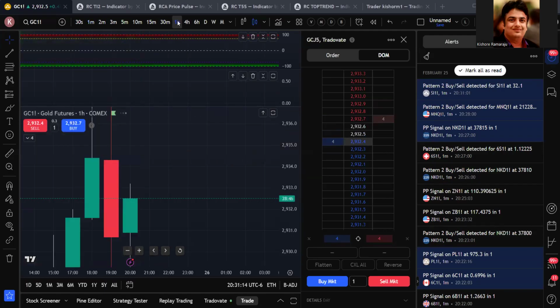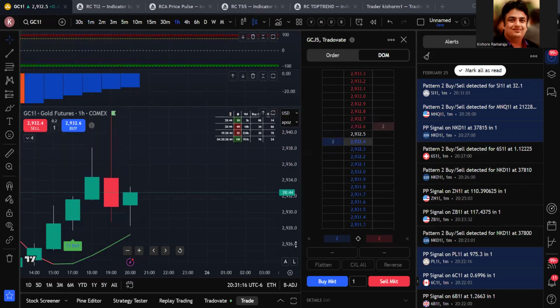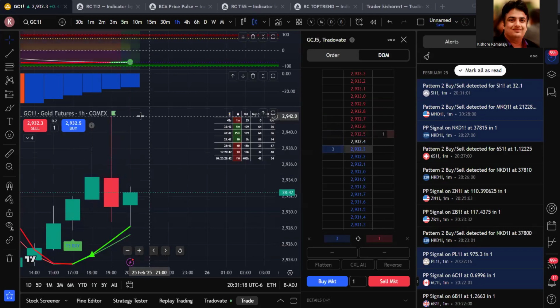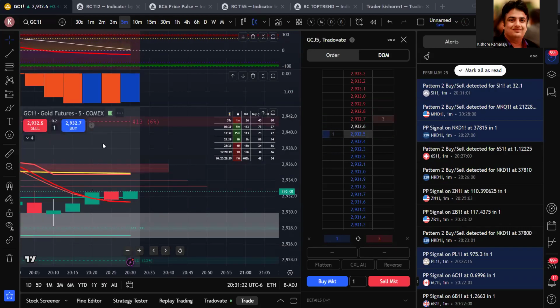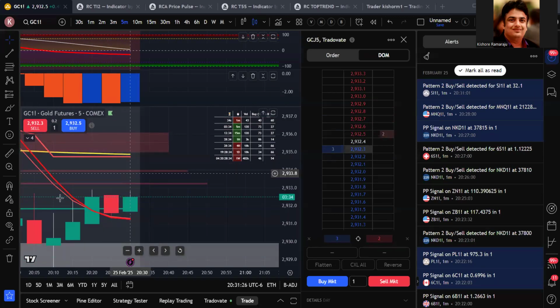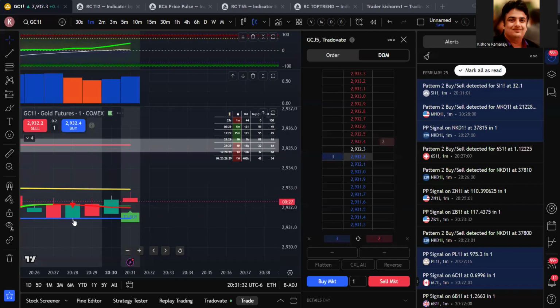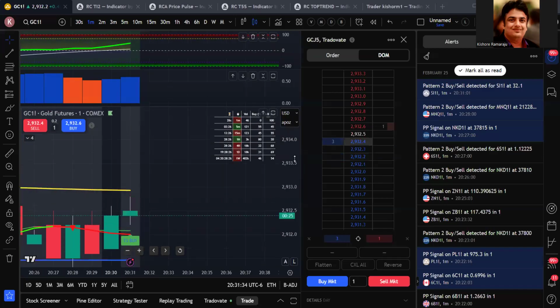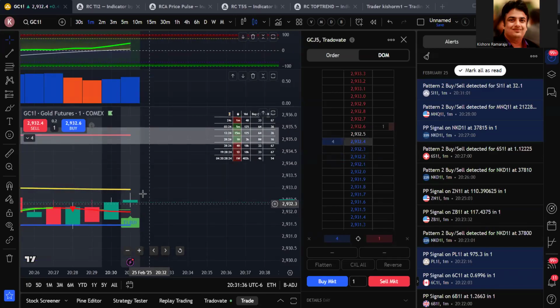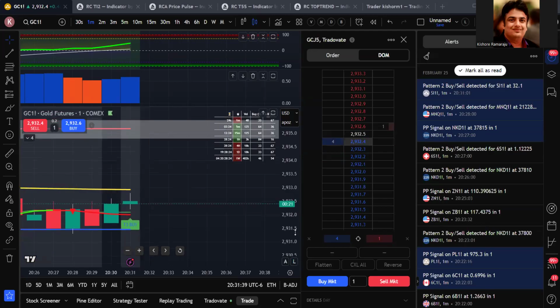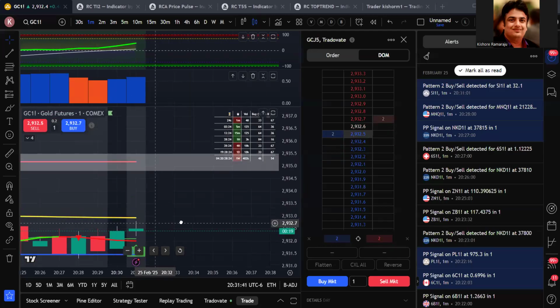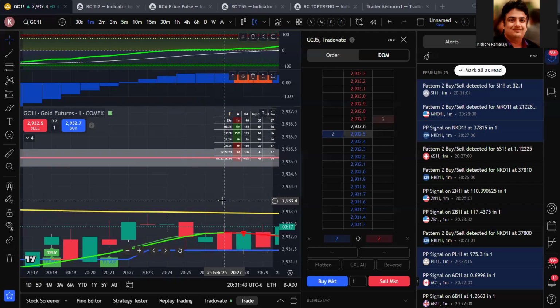You can see that in 1 hour, it is looking bullish. It came all the way to the bottom. In 5 minutes also, it came to the bottom, started going up, looking bullish. But for prop firms, we generally take small profits and come out. So again, if it breaks the line, I will enter one more trade.